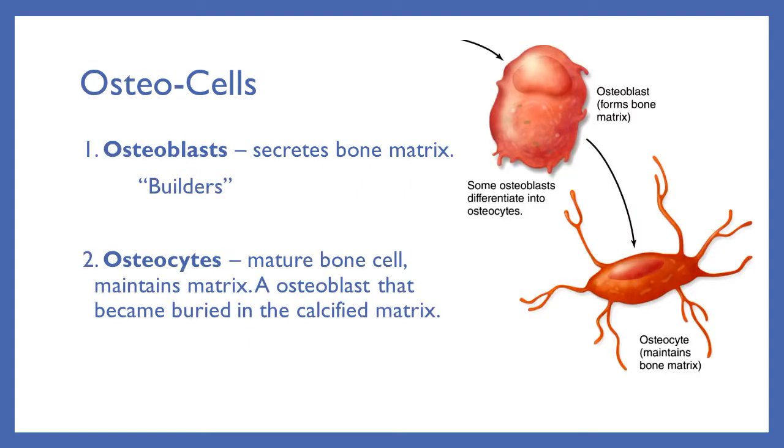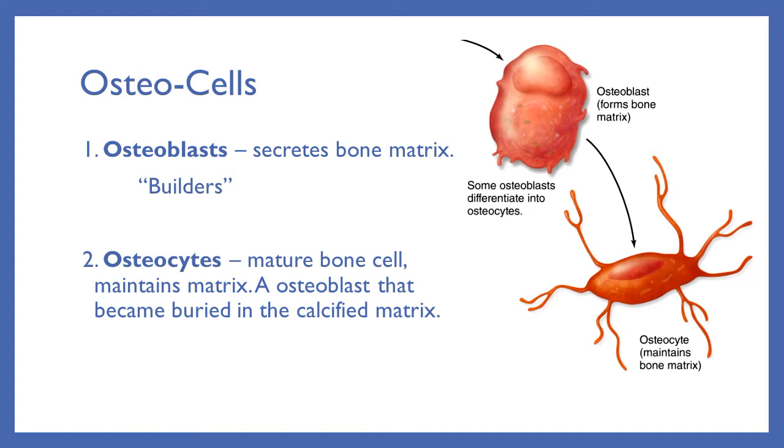They can become osteoblasts. Blasts are the builders. They secrete the bone matrix itself. Osteoblast cells are going to be in that tissue. They're going to start secreting the bone matrix, and it forms that hard calcified compact bone.